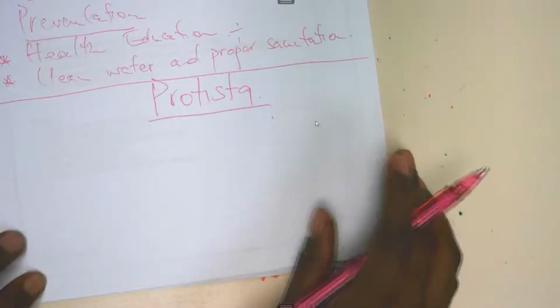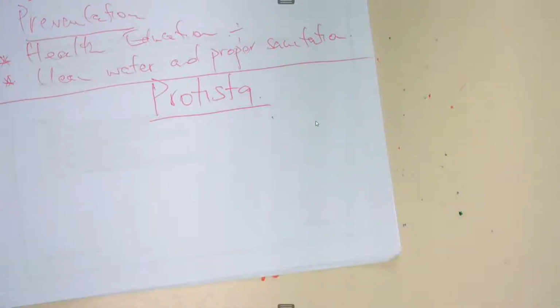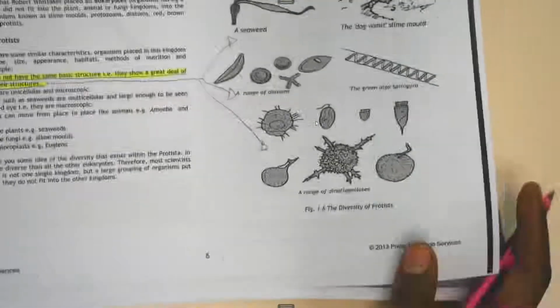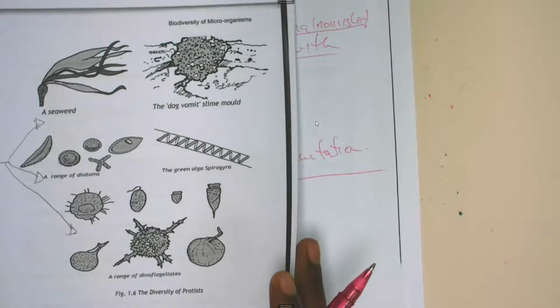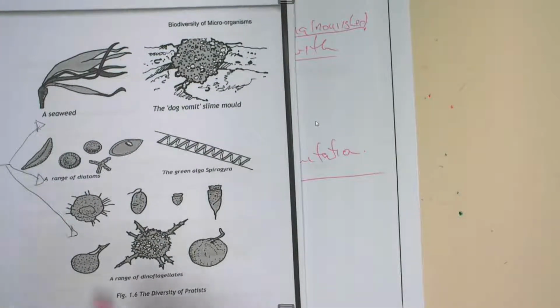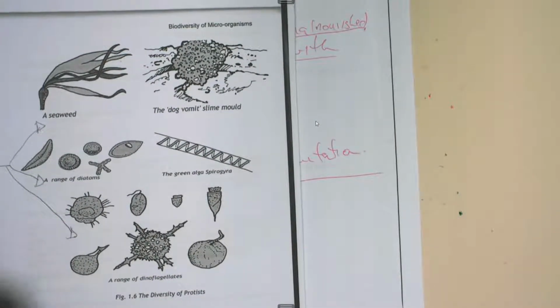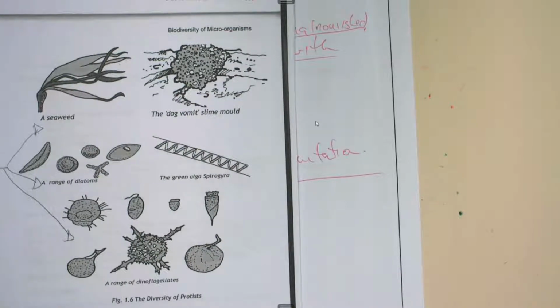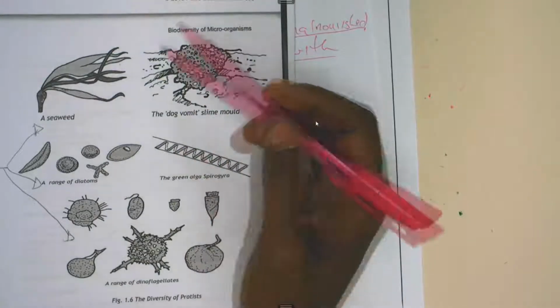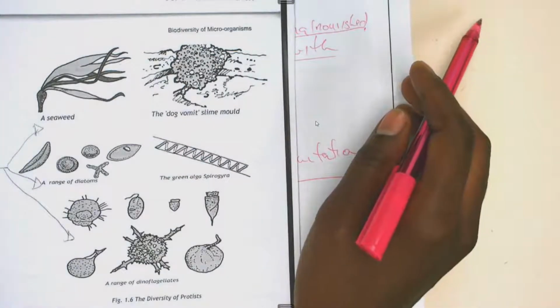So the Protists, they don't have the same basic structure. Let me show you examples here of the Protists. They don't have the same basic structure like with the virus and the bacteria. So they show a great deal of diversity in their structures. So here we have examples of the Protist or Protista.